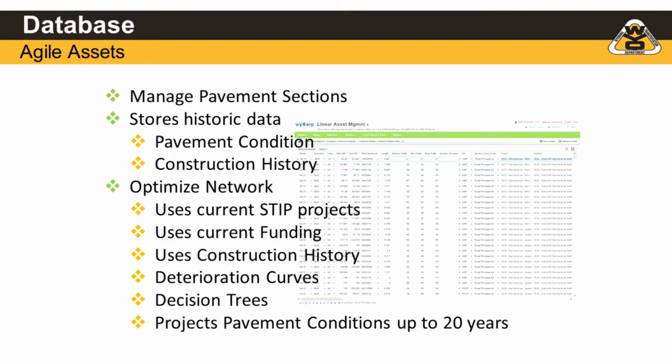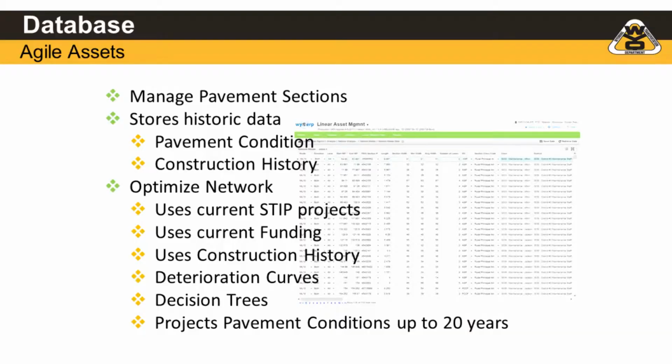So just a little bit about our database that we use. We use Agile Assets, and that holds all of our pavement conditions. We put all of our pathways data in there. We put all of our construction history. It also uses our STIP projects, so we're able to optimize our system based on STIP projects funding, construction history.